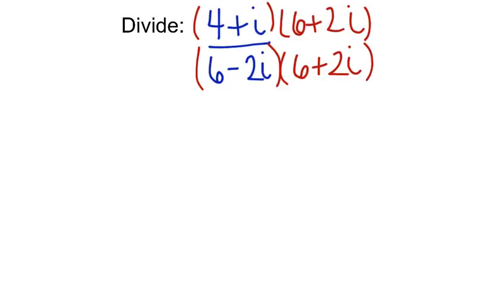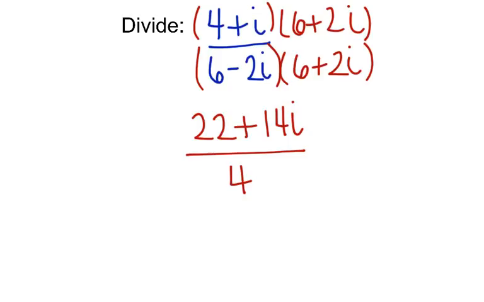I'm multiplying 4 plus i times 6 plus 2i, which I can do in my calculator, and then 6 minus 2i times 6 plus 2i. So if you put this in your calculator with both binomials in parentheses each time, you should get on top 22 plus 14i divided by 40. Now you know you've done it properly if you get a whole number at the bottom, because that's the whole point. You don't want the i there anymore, you want just a regular number.